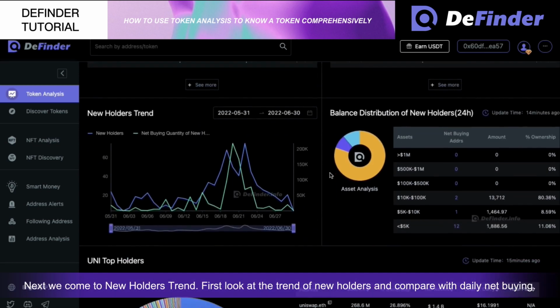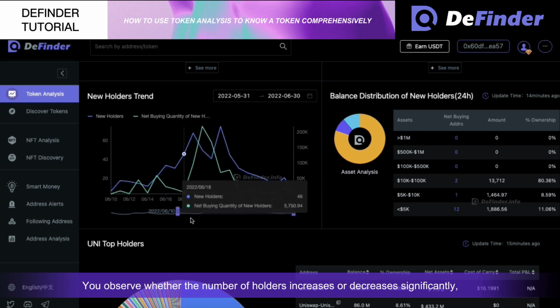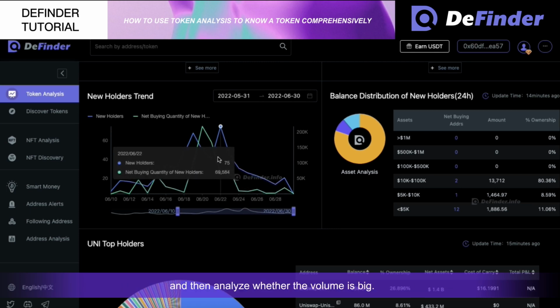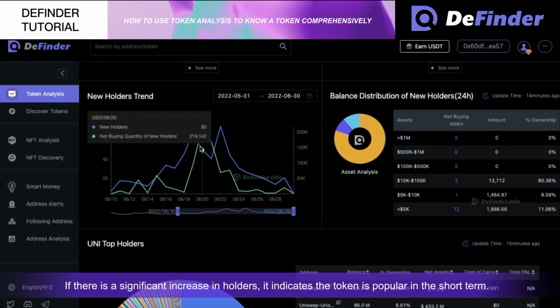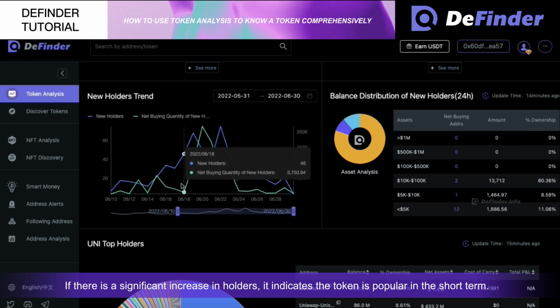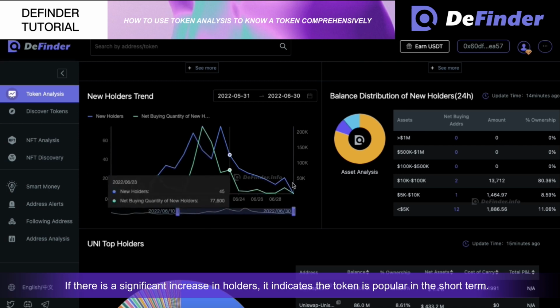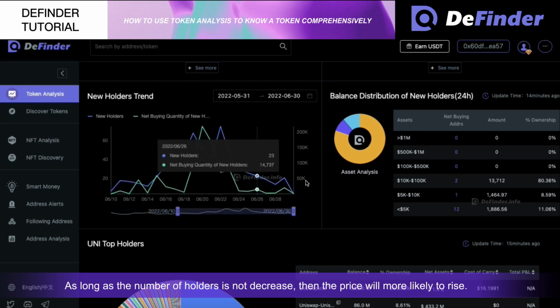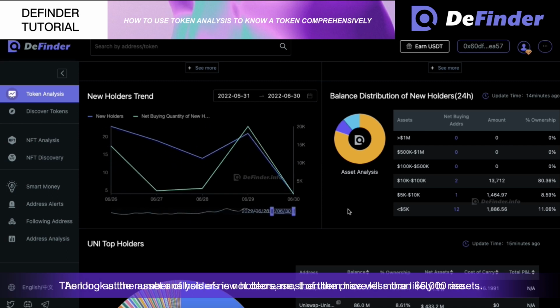Next, we come to new holders trend. First, look at the trend of new holders and compare with daily net buying. You observe whether the number of holders increases or decreases, and then analyze whether the volume is big. If there is a significant increase in holders, it indicates the token is popular in the short term. As long as the number of holders is not decreased, then the price will more likely to rise.